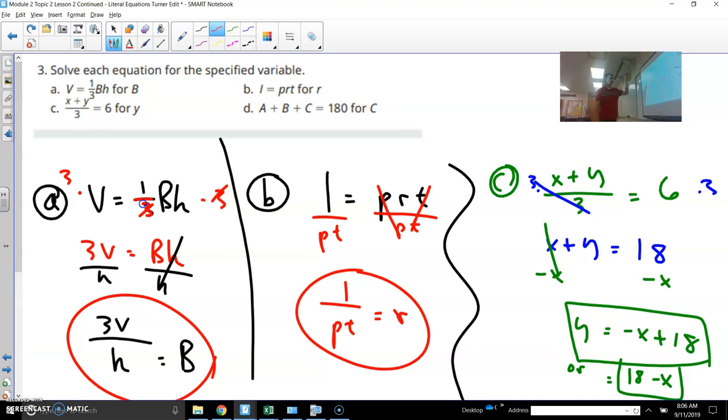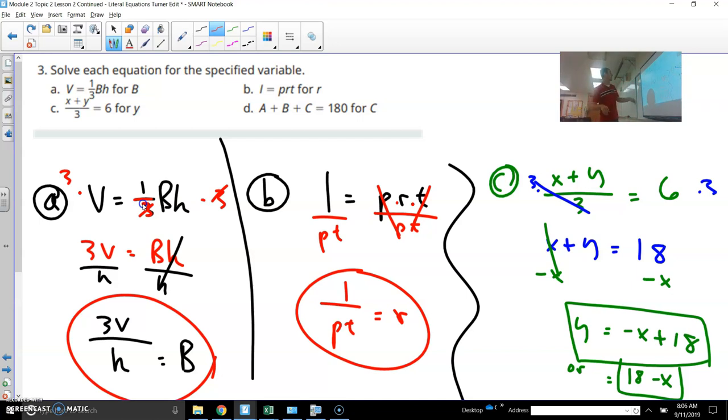Part B, this is actually an interest formula. Interest equals the principal amount times the rate over time, all multiplied together. And so similar to volume there, if these are all multiplying and you're trying to get r by itself, we can just divide the other 2 values over. So basically the interest divided by the principal and time would tell you the rate.